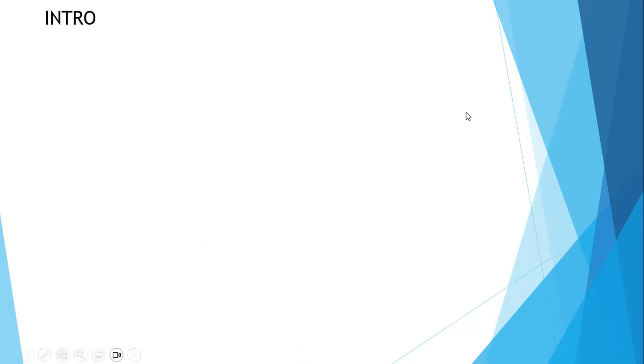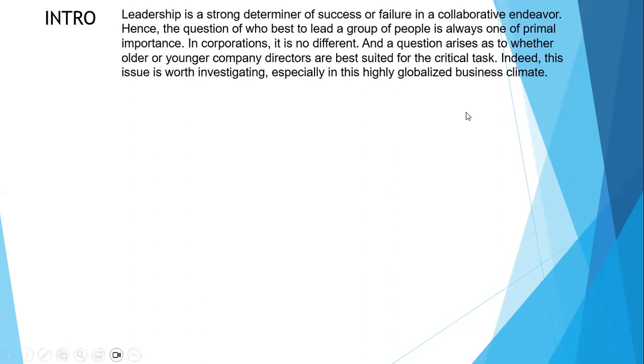So, let's look at this one first, guys. Leadership is a strong determinant of success or failure in a collaborative endeavor. That's the hook statement, guys.